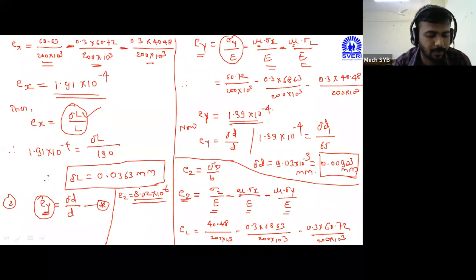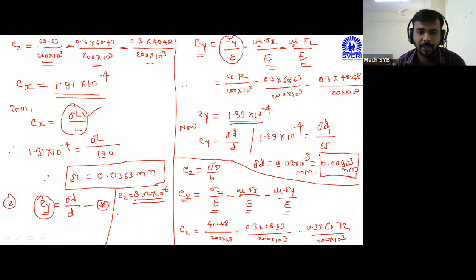Yes, 8.37 into 10 raised to minus 6, or 8.02 into 10 raised to minus 6. Maximum times 8.37 into 10 raised to minus 6, answer you have received. If you have calculated epsilon z, then use the formula once again.